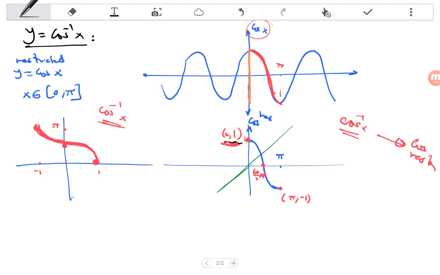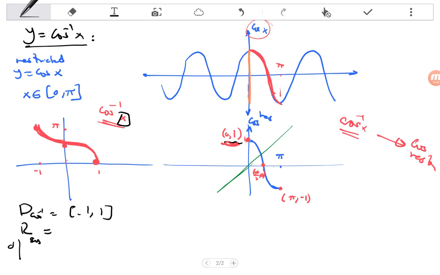Let's write the domain and range of cosine inverse. What is the domain of cosine inverse? What are the restrictions on my input of a cosine inverse? It must be from -1 to 1.